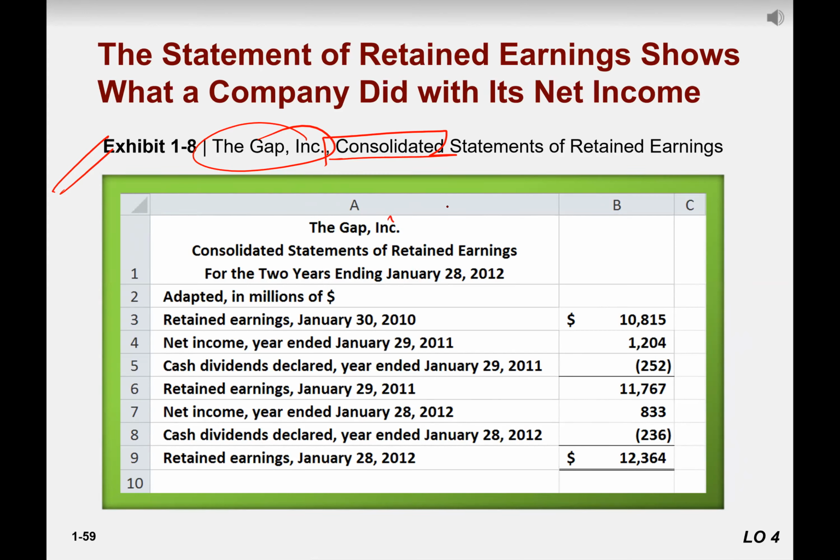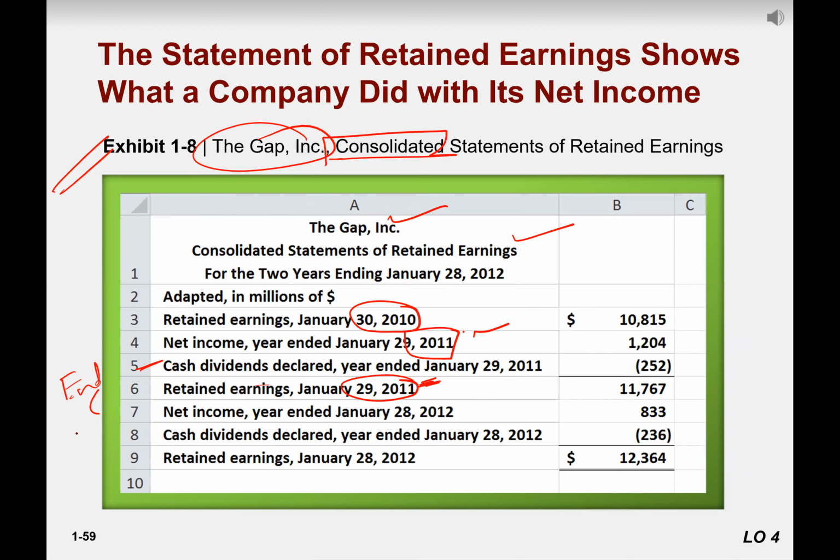So you see GAP Incorporation, the company name is there, statement of retained earnings for 2 years. We just want to make 1 year. So how can we find that out? First of all, retained earnings at the beginning of the year, 30th January 2010. Add net income, minus the dividend, and you find the retained earnings at the end of 2011.